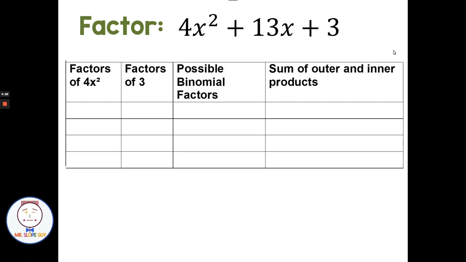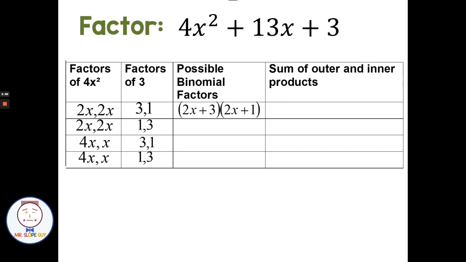So I'm going to make my table. I'm going to list all my factors of the first term. I'm going to list my factors of the last term. Then I'm going to list my combinations as binomials times binomials. Then I just need to go through and check, checking the outer and inner products, to see which one has a combination that adds up to 13x.